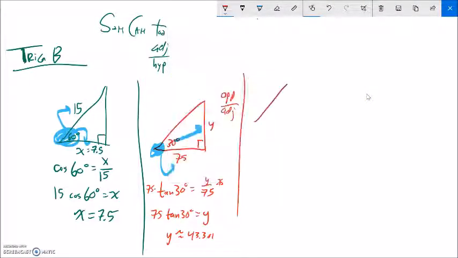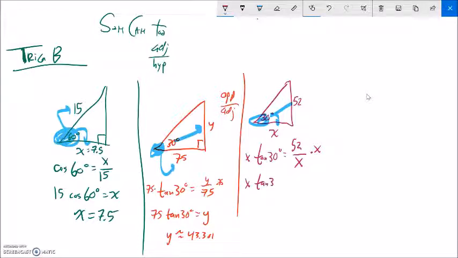Let's do another. So this will be 30 degrees again. But now this will be 52 long, and this one will be x. All right, so it looks like I'm going to use tangent again, opposite and adjacent. So I know that tangent of 30 degrees is the opposite side divided by the adjacent side. Now this one's different than the last one because now my unknown, my variable, is in the denominator. So let me multiply both sides by x first just to get it out of there. So x times tangent of 30 degrees is 52.